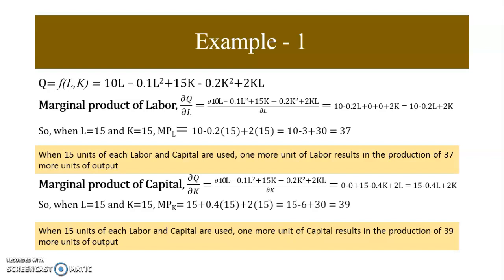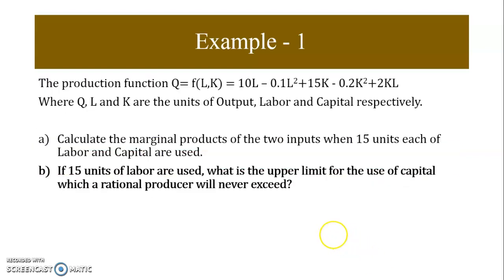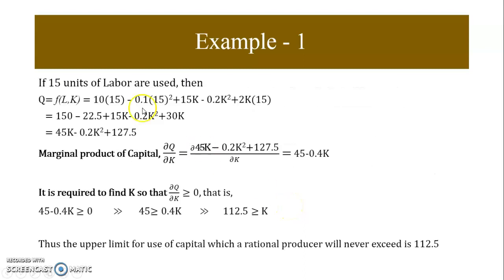Now we'll move to the next subpart, that if 15 units of labor are used, then what is the upper limit for the use of capital which a rational producer will never exceed? So it is given to us that 15 units of labor are used. So what we'll do? We'll substitute L as 15 in our original output function and we'll make our equation in terms of K. Okay, so this is the first step.